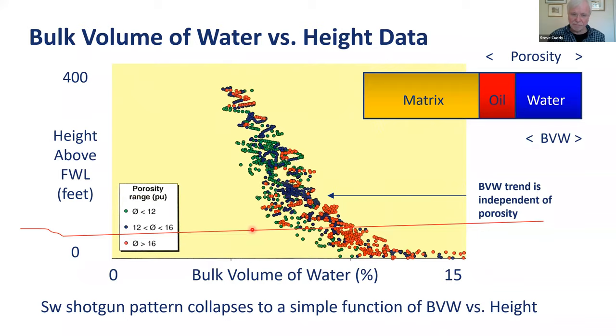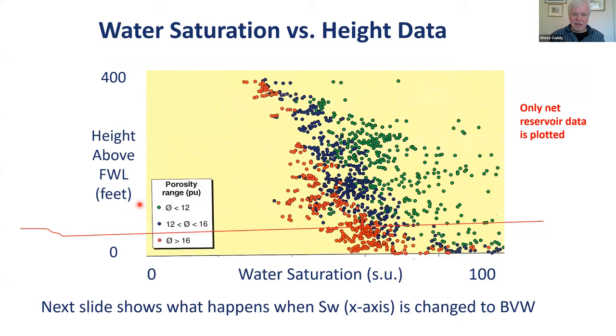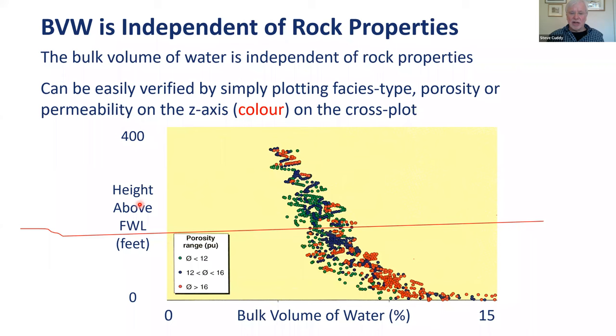Now I'm saying that the BBW is independent of rock properties, whichever zone you're in, whichever facies type you're in, whether high porosity or whatever permeability. How can we prove that? We can prove that with a very simple method, and it's called the crossplot. You crossplot BBW against height, like this, and SW against height, and you see how it changes. Now, the z-axis could be the zone number or the facies type, and if it is intermixed, then it is independent of that parameter.